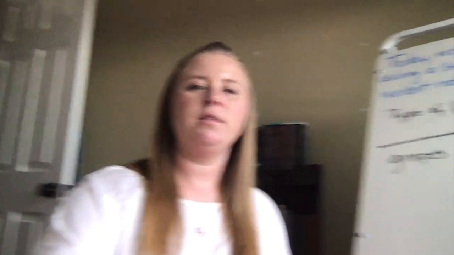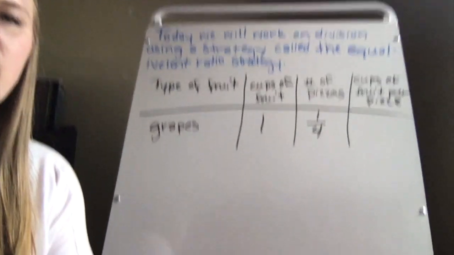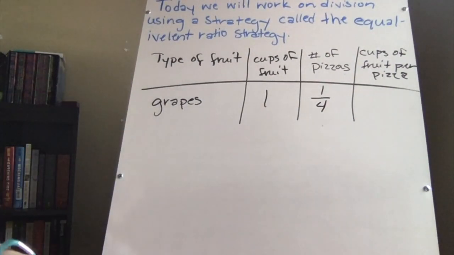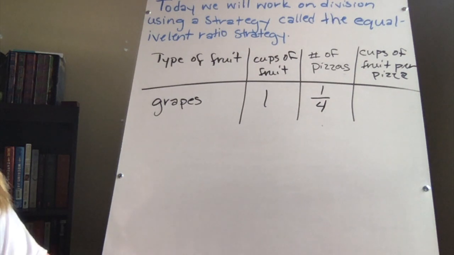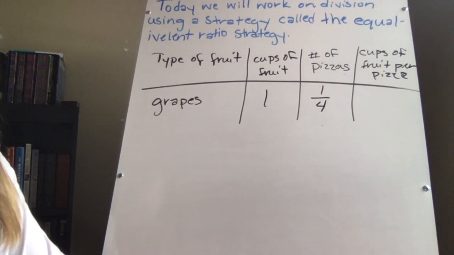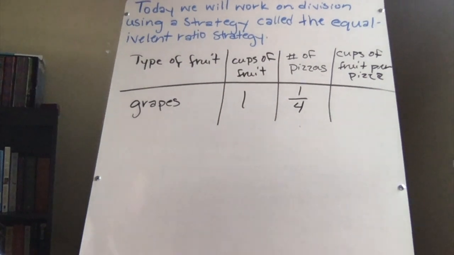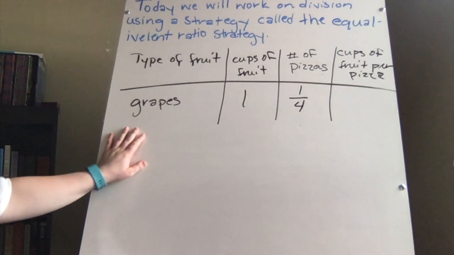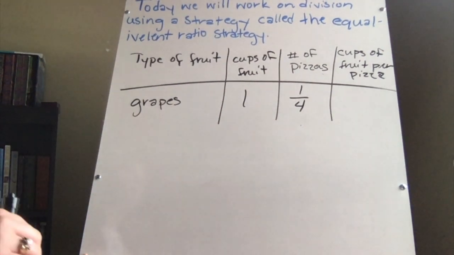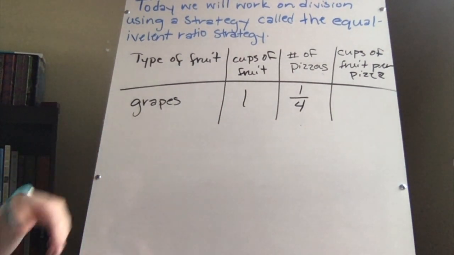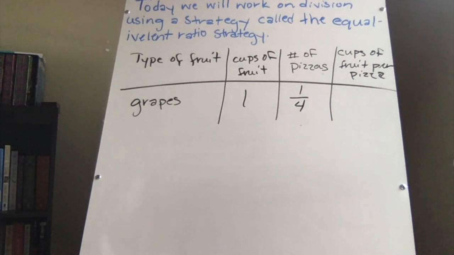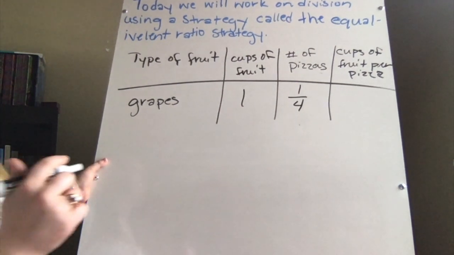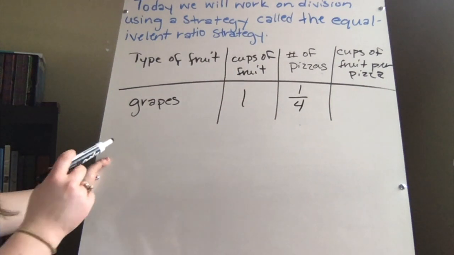So to start with, today we will work on division using a strategy called the equivalent ratio strategy, and we're going to use ratio tables to do this. I didn't redraw the whole chart for you, but I just wanted to show you an example of one type of fruit that we could turn into a ratio table to relate it back to that. And then we're going to move into a different problem string where we work with the running and walking based on how fast they go per mile.